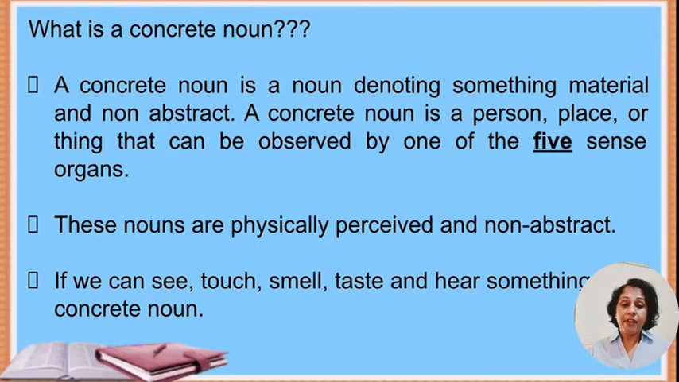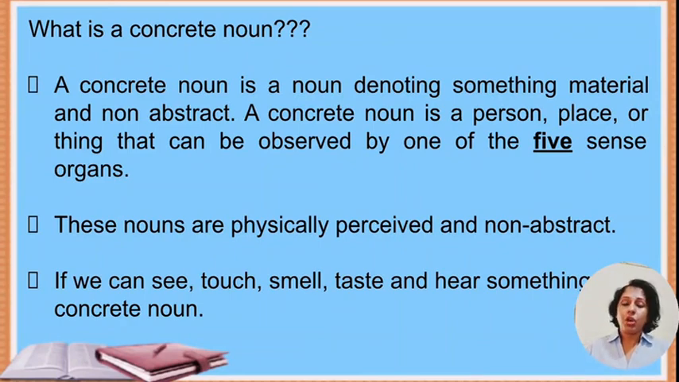We have our five sense organs, right? Which are the eyes, nose, tongue, ears and skin. So which are the five senses? The touch, the sound, the sight, the smell and the taste. Yes, these are the five senses. So something that we can observe or experience with one of these senses is called a concrete noun.